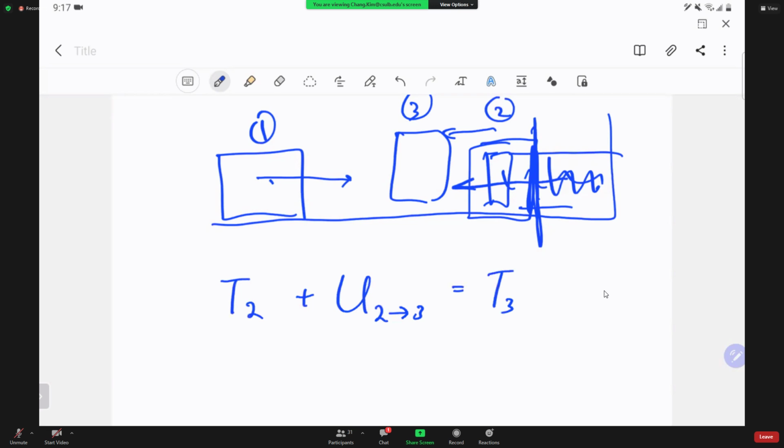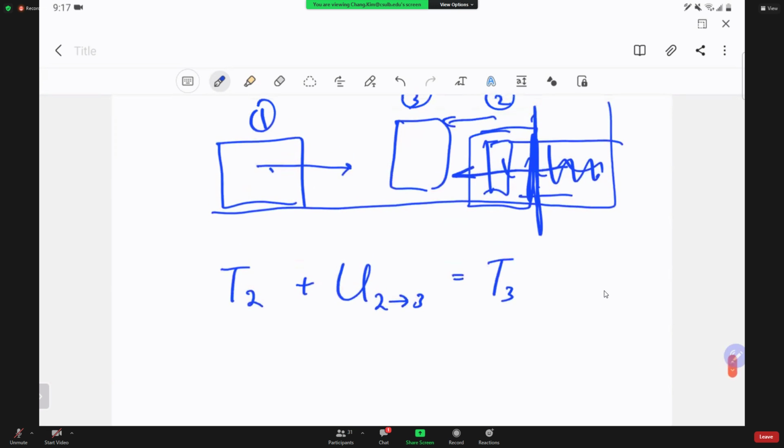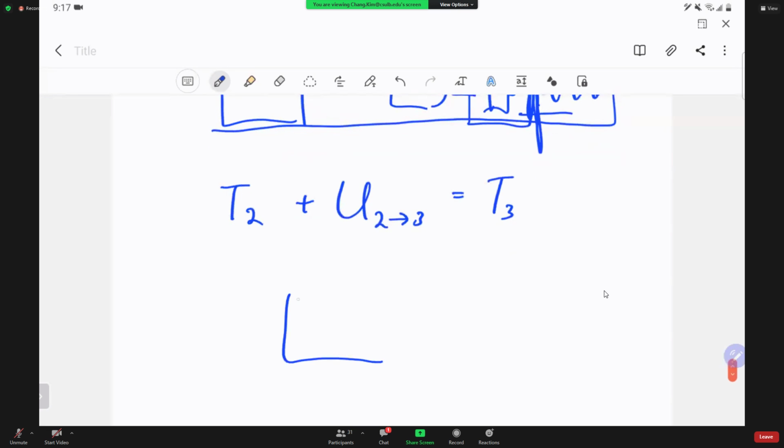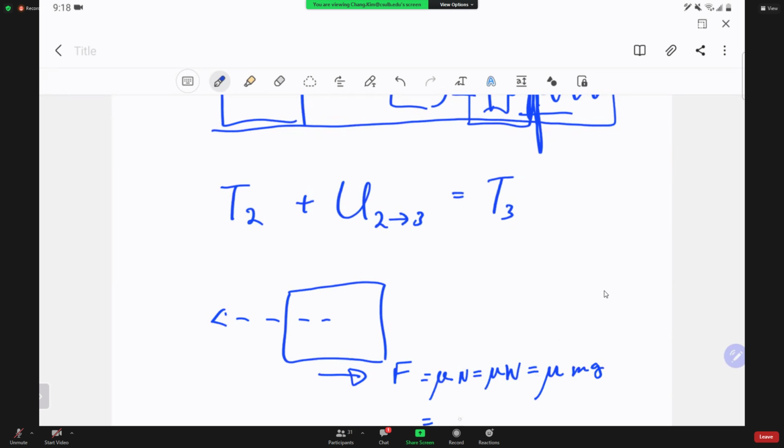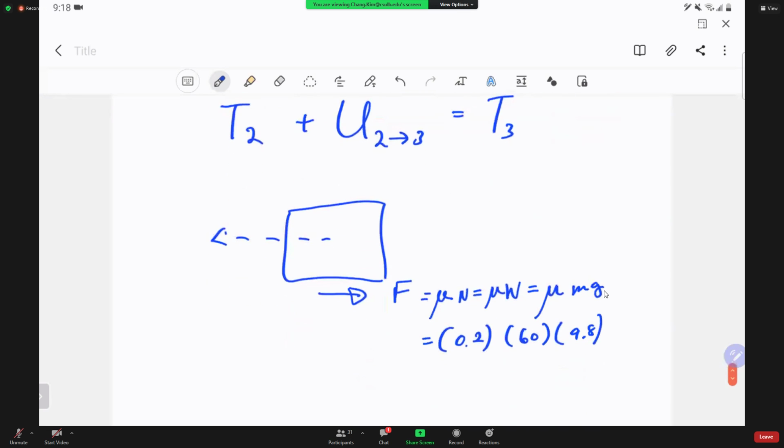Okay, so same thing here. Now, when you look at this, the block is moving to the left, and the friction resisting the motion should be equal to mu times the normal force. In this case, the normal force is the weight, W equals mg, and we found mu to be 0.2, and the mass is 60 kilograms. g is 9.8, and so we can go from here.